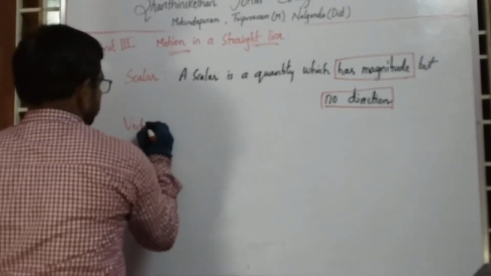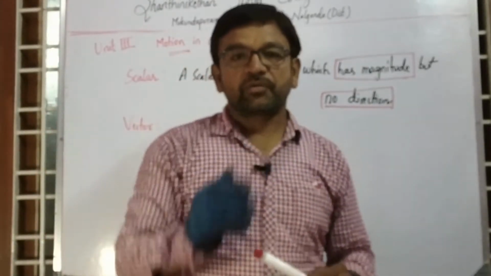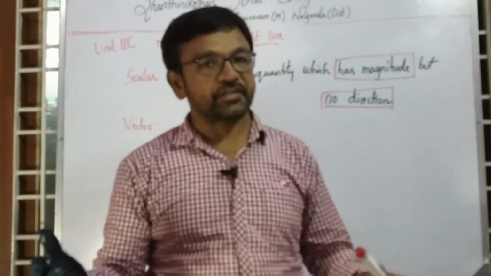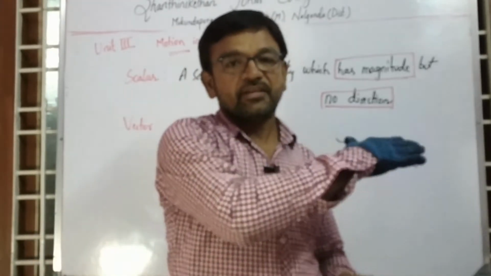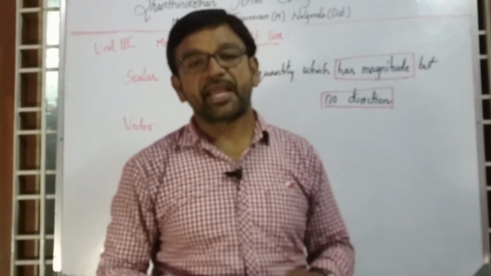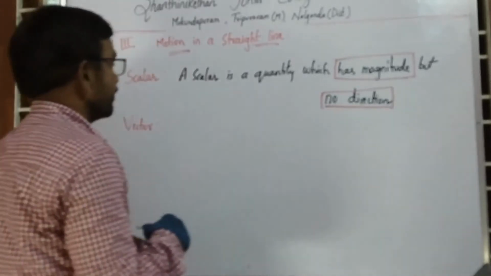Vector. It is also one kind of quantity which has both magnitude and direction. It has some direction and it maintains some magnitude. That is said to be a vector.